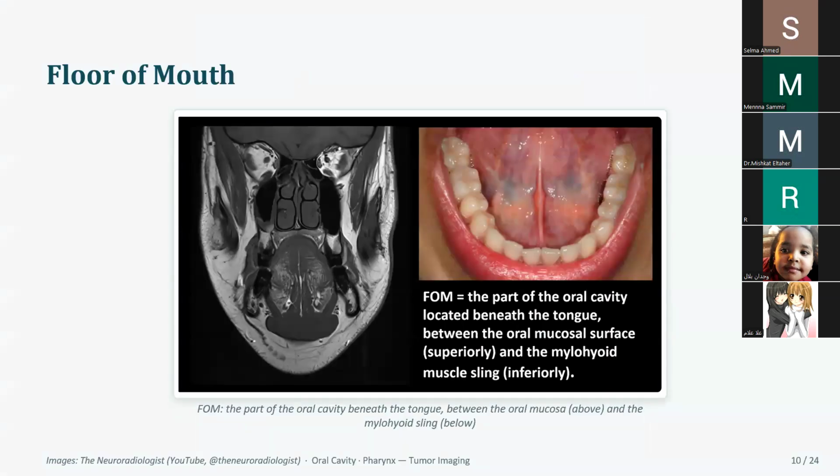Here is the definition worth memorizing. The floor of the mouth is that part of the oral cavity beneath the tongue. It's bounded above by the oral mucosal surface and below by the mylohyoid muscular sling. That clinical photo on the right is exactly that view, looking straight up into the mouth.